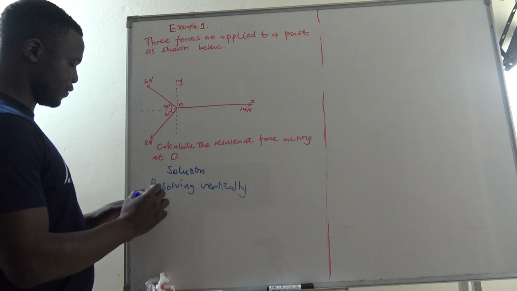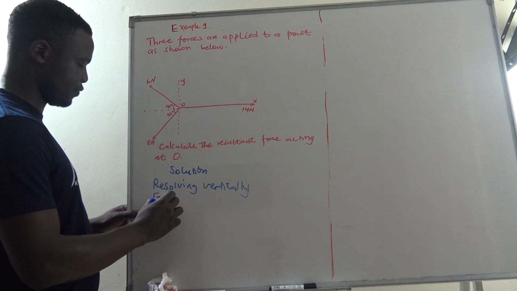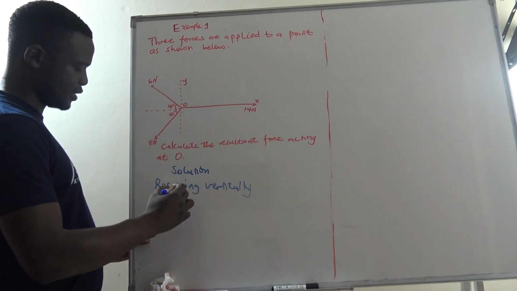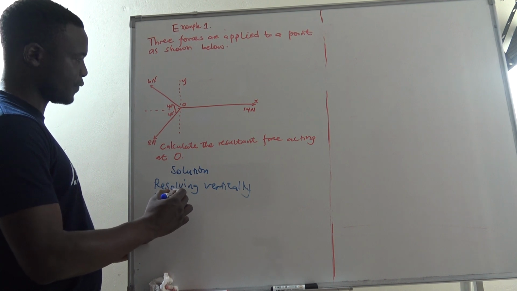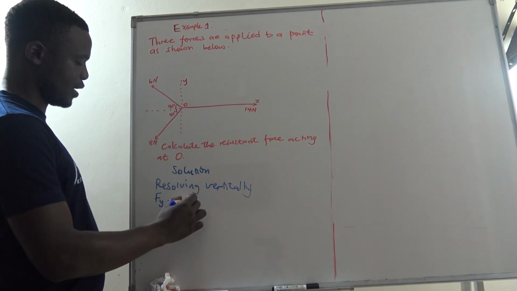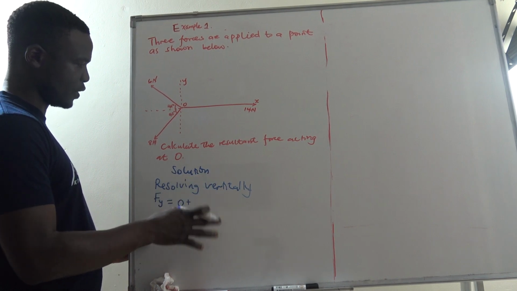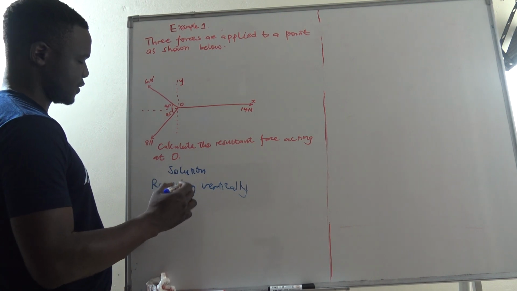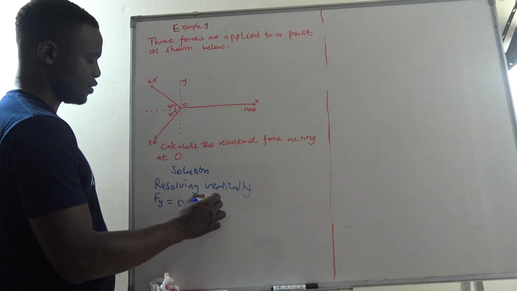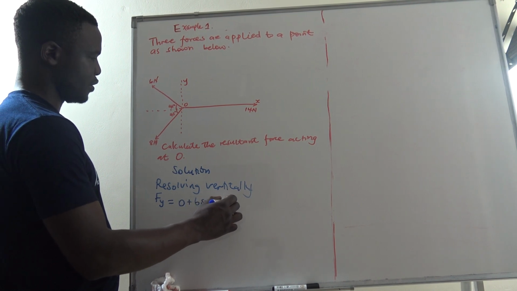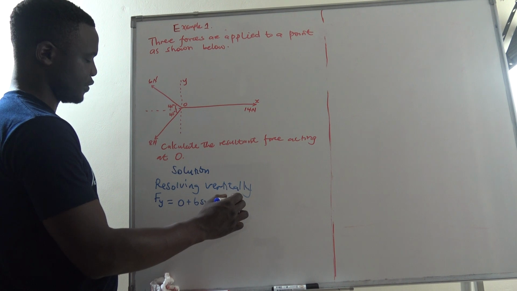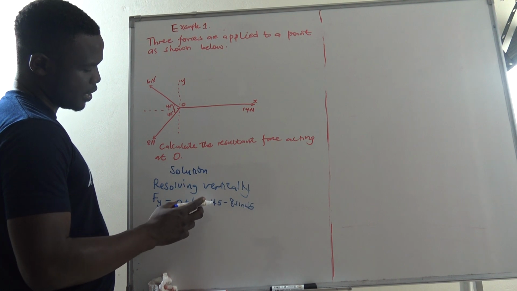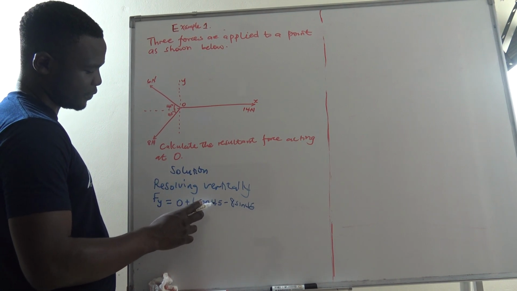Now, when we say we are resolving vertically, we get the force Fy is equal to 14 sine 0, which gives us 0. Then plus, we get the total in the vertical direction for all the forces, plus 6 sine 45, then minus 8 sine 45. Now, here, why am I saying 6 sine 45?